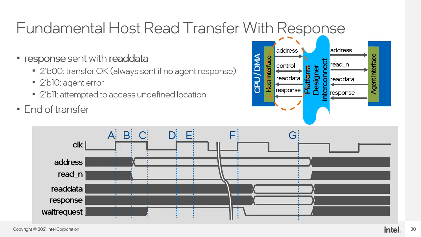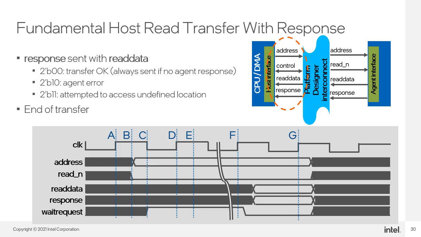An interface may include the response signal. This 2-bit signal can provide information back to the host on the success or failure of a data transfer. The encoding of this signal is shown here. If one side or the other does not include the response signal, the interconnect will include logic to handle its use with the appropriate interface.